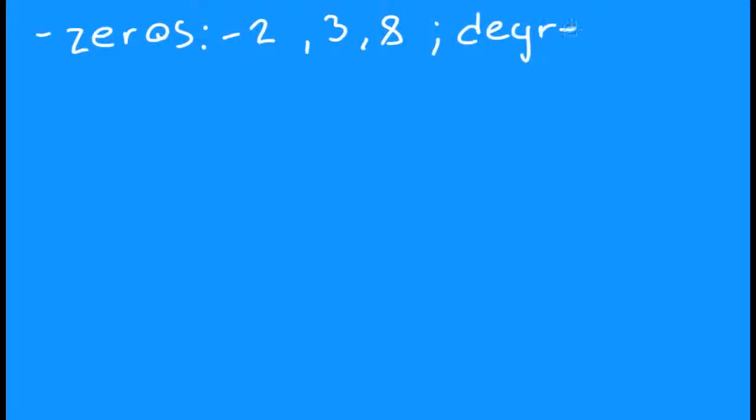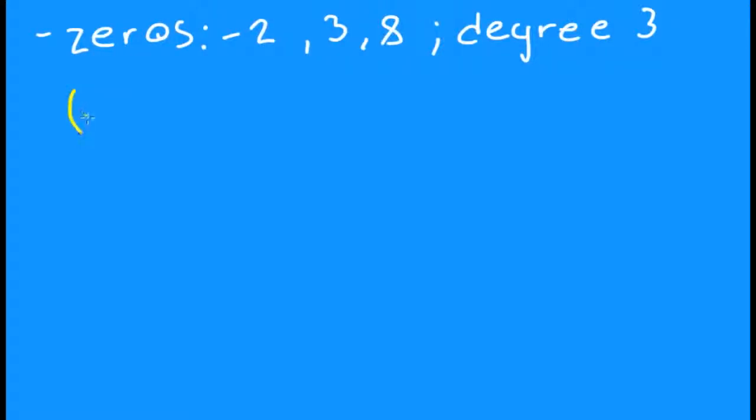Okay, now we're asked to write a polynomial function using given characteristics. This just means that you're gonna be given zeros. Our zeros for this are gonna be -2, 3, and 8 with a degree 3. So these are the characteristics of the polynomial function, right? Well, this is what you're gonna do. It's pretty straightforward.